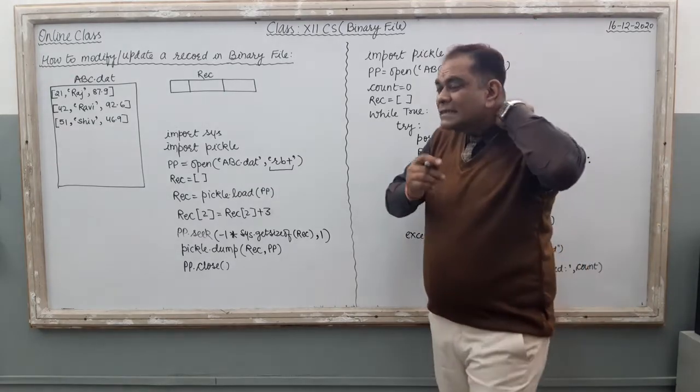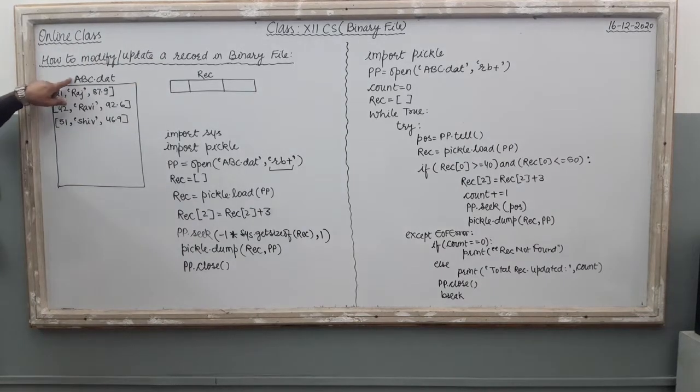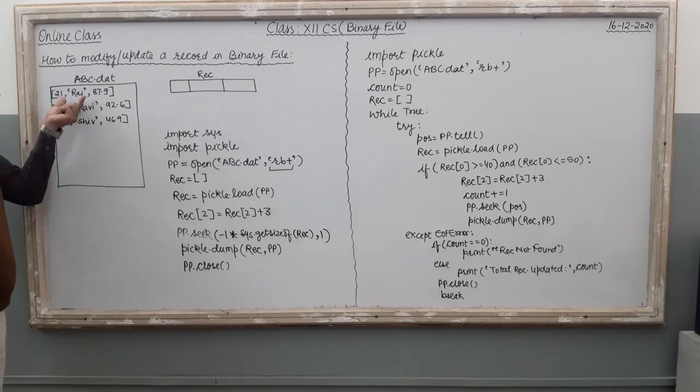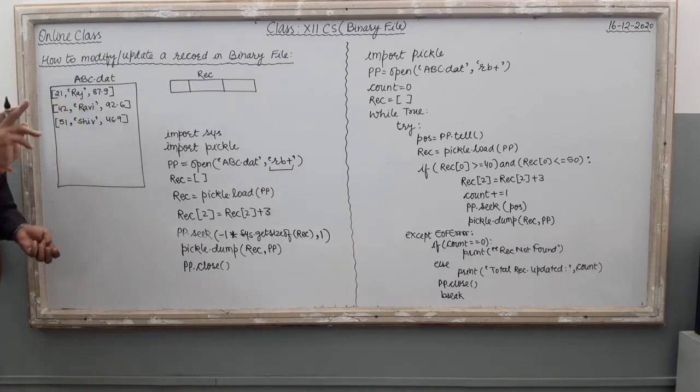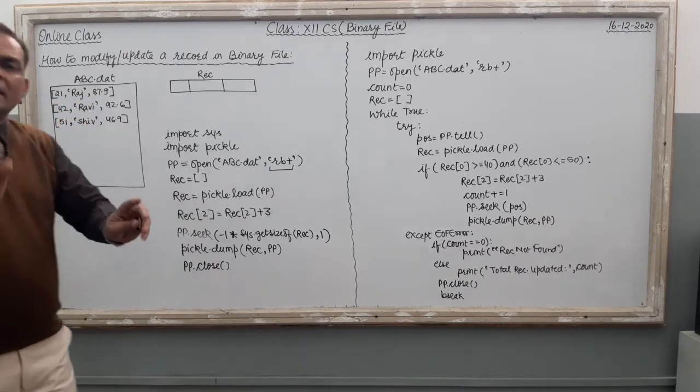Right? So here, what is our concept? Just check it out. Suppose abc.dat file is created inside the hard disk already, and this file contains some records of students. Here the records are there in the list format. The list is a combination of 3 different data elements. First element is the roll number of the student, second is the name of the student, and the third one is percentage.